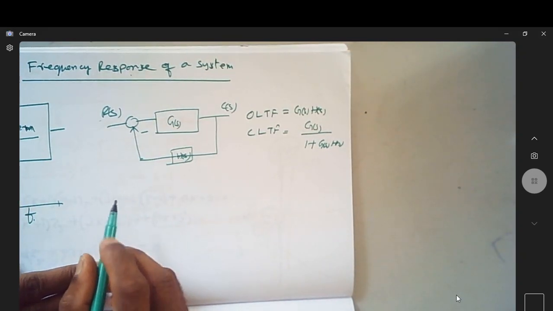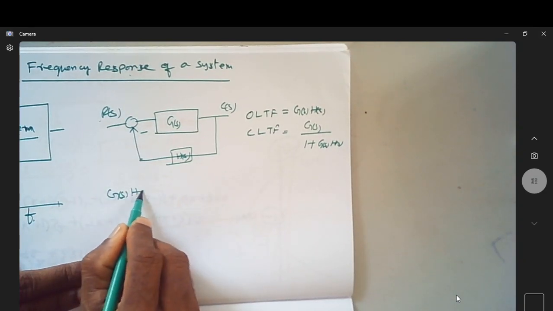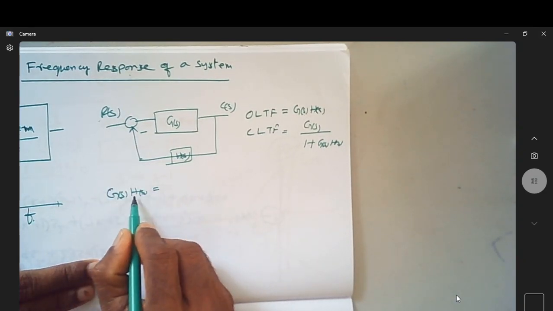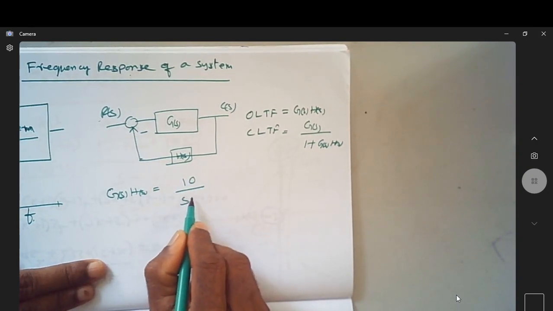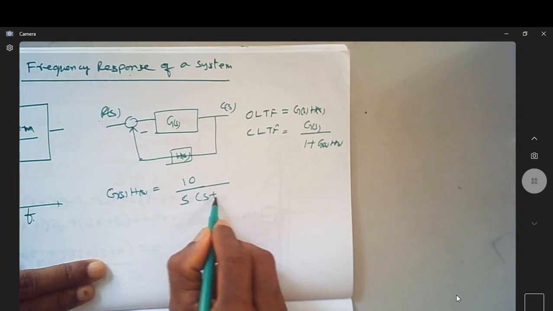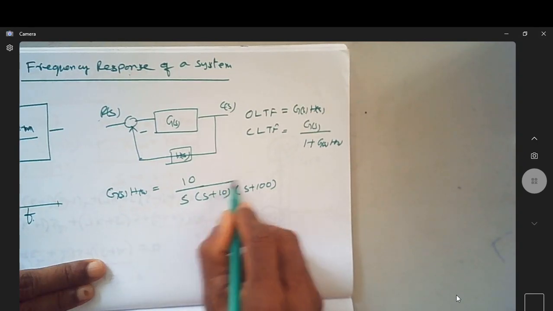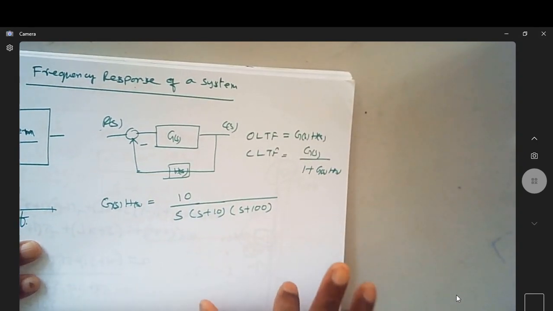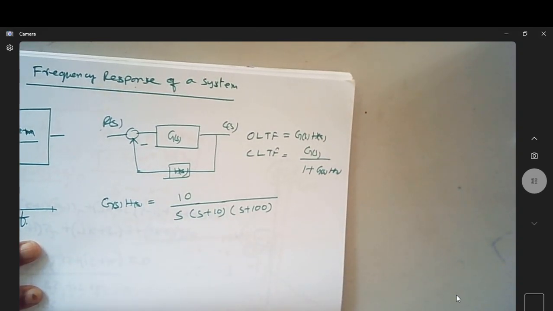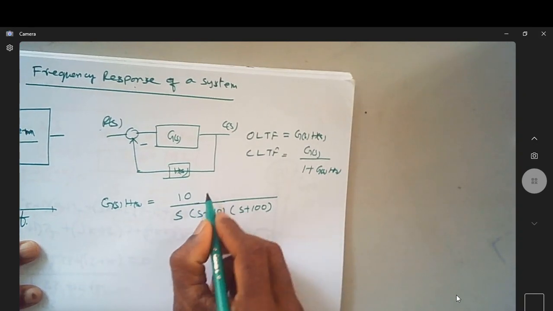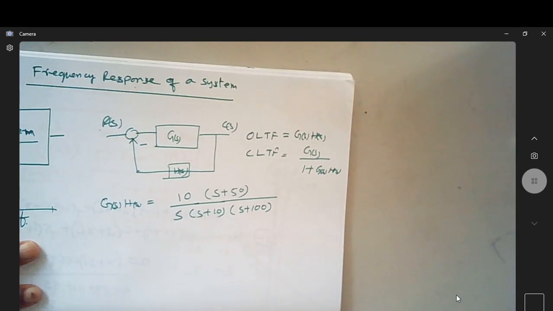So let us start by taking a typical transfer function G(s)H(s), assuming a unity feedback system, having this as 10 by s into s plus 10, and this as s plus 100. So this is my open loop transfer function. I want to know how the frequency response of this system looks. Of course you can also consider some zero, maybe s plus 50.